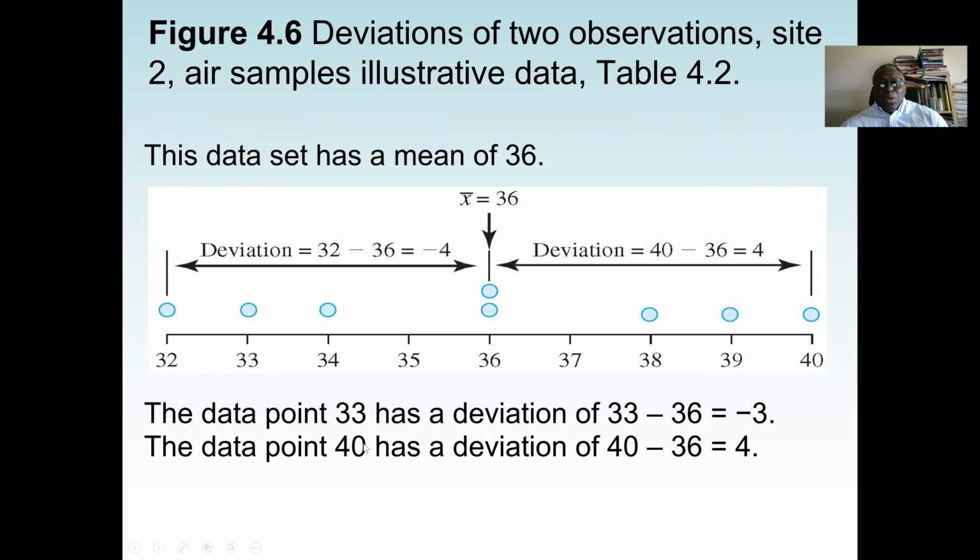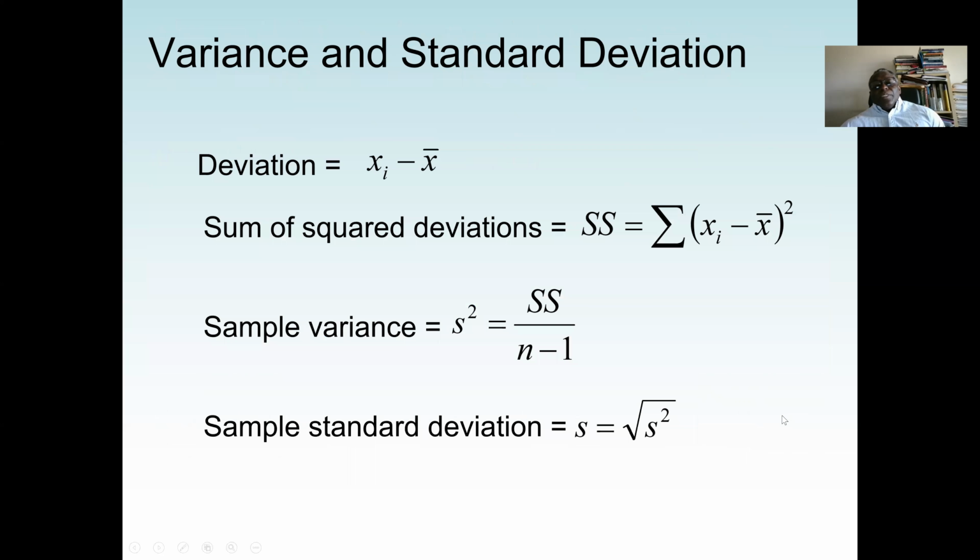So here we say the data point 33 has a deviation of what? 33 minus the mean, which is 36. And the data point of 40 has a deviation of 40 minus 36, which gives us 4. And again, 33 minus 36 gives us minus 3. So first we find the deviation, which is each value minus the mean. Then we find the sum of squared deviations.